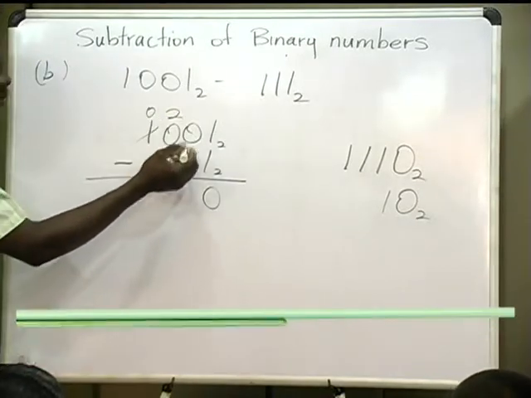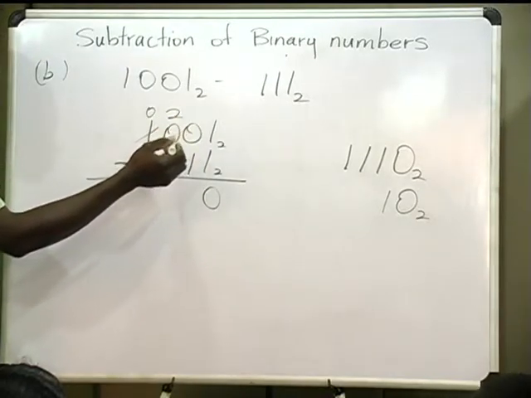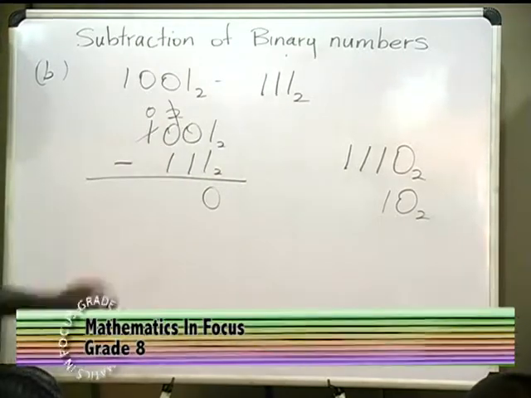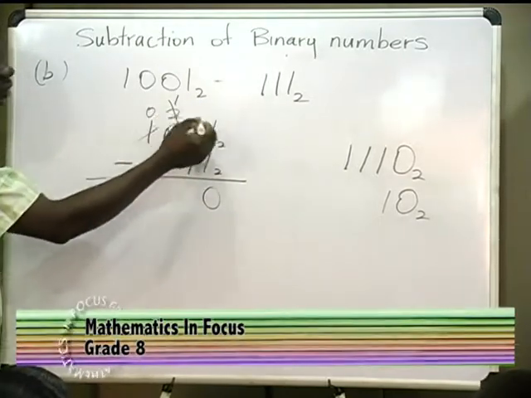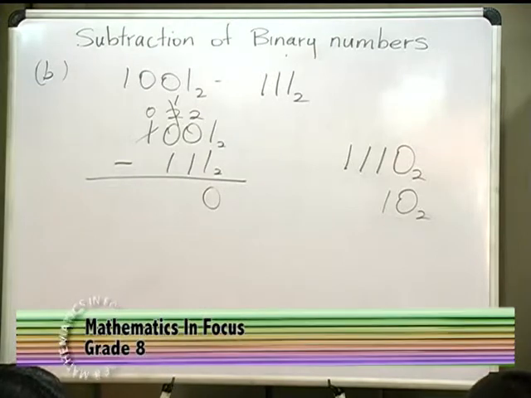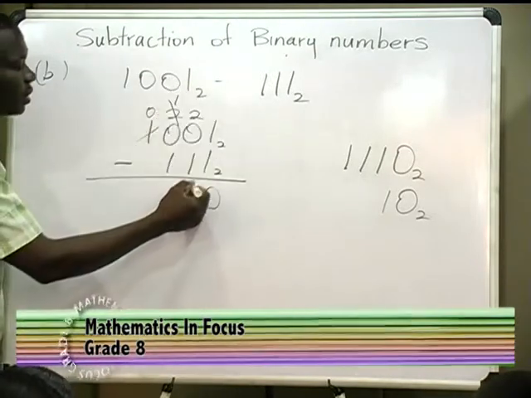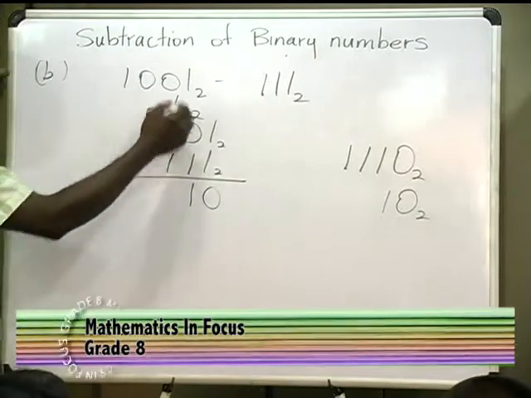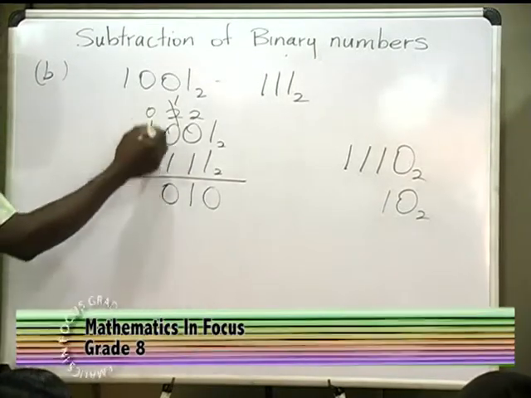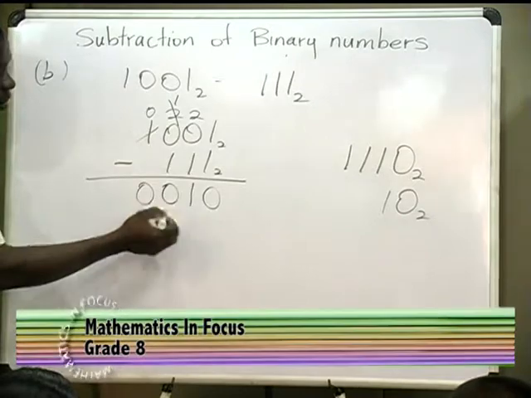But remember, we have to go all the way to the next column. So then we take 1 from the 2. This drops to 1. When you take it across there, this now becomes 2. So now we can subtract. And we say 1 from 2 is 1. And 1 from 1 is 0. And then we have here 0.